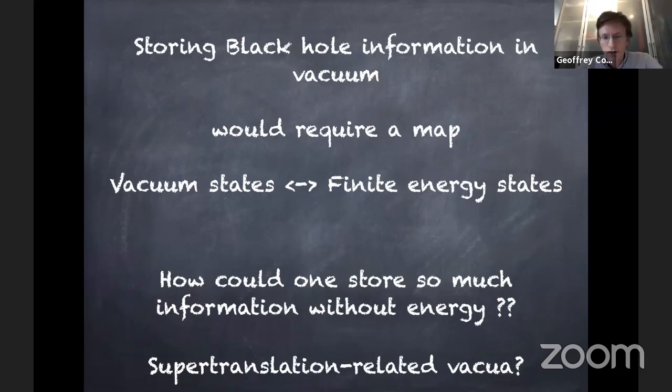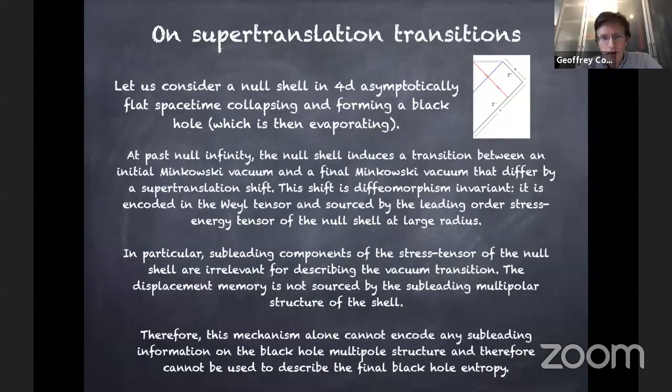So let's try to see how this supertranslation with the vacua would work. This is my understanding of it. Let's consider a null shell in a 4-dimensional asymptotically flat spacetime, collapsing and forming a black hole, which is then evaporating. At past null infinity, the null shell leads to a transition between an initial Minkowski vacuum, as Andrea just reviewed, and a final Minkowski vacuum, and they differ by a supertranslation shift.